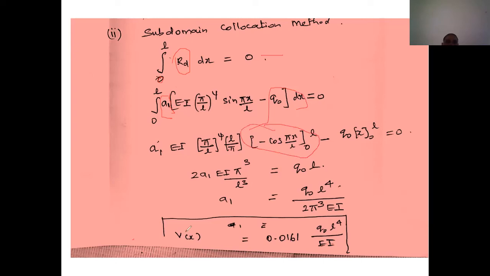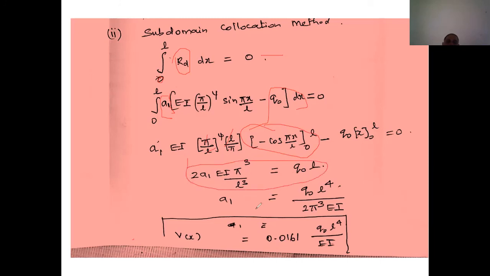This term becomes 2a1 into EI into pi cube divided by L cube. This term will become pi cube, and here this will become L cube. You will be getting 2a1 into EI into pi cube by L cube is equal to Q naught into L. If you integrate this dx, you will get x. If you apply the limit, you will get L. In turn, you will get the equation like this.